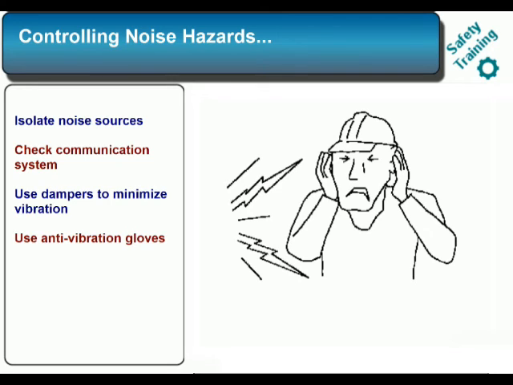Noises inside a confined space can become amplified. All sources of noise should be isolated if possible. Vibration should be minimized by use of dampers on equipment and anti-vibration gloves for those who use vibrating tools.